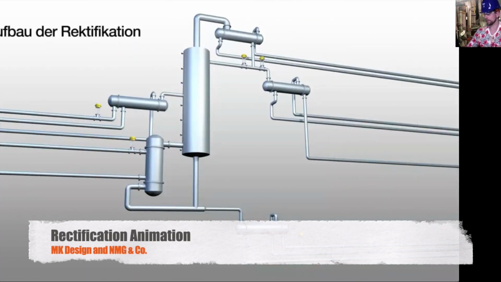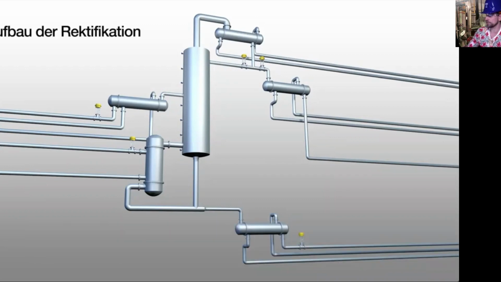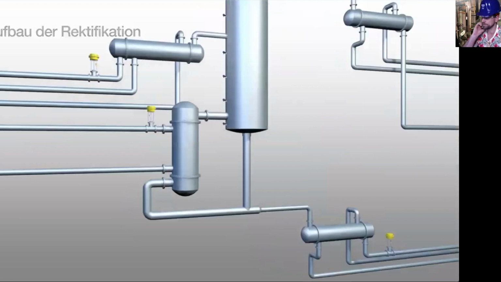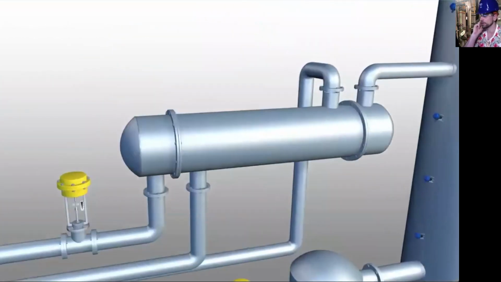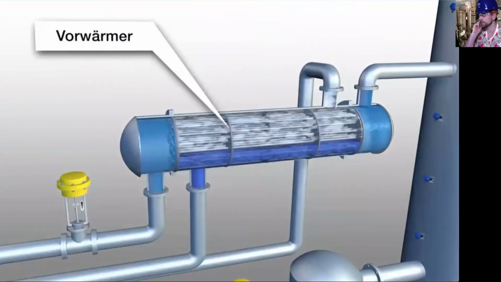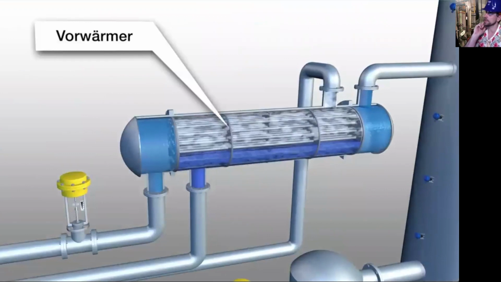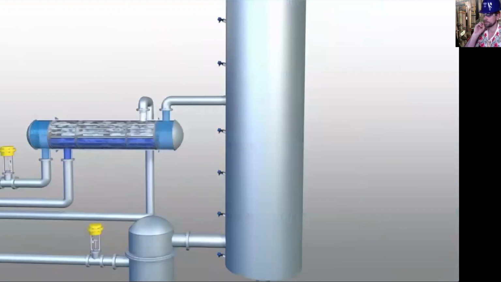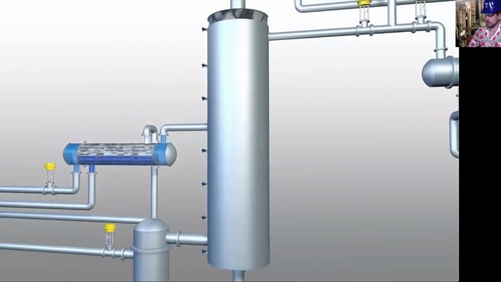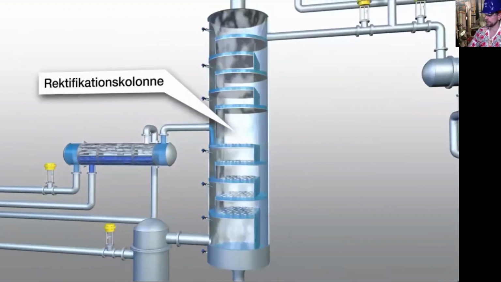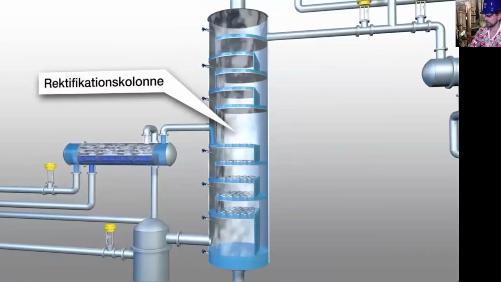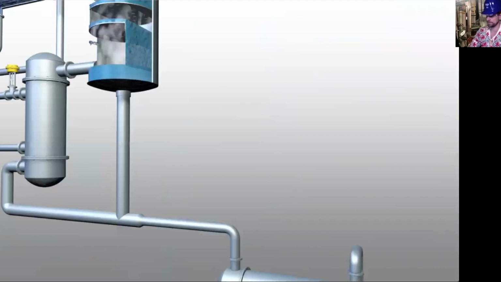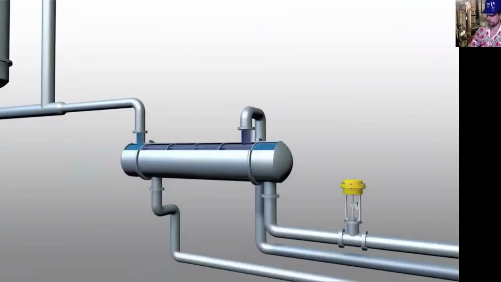So you can see here is a structure of a rectification. This main area in the center is the rectifying section. The first thing we're going to look at is the preheater to the feed stream, where you can heat your feed to a desired temperature, which will be important later. And this is the actual rectifying section of the column where the true separation takes place. And this is your bottoms cooler.